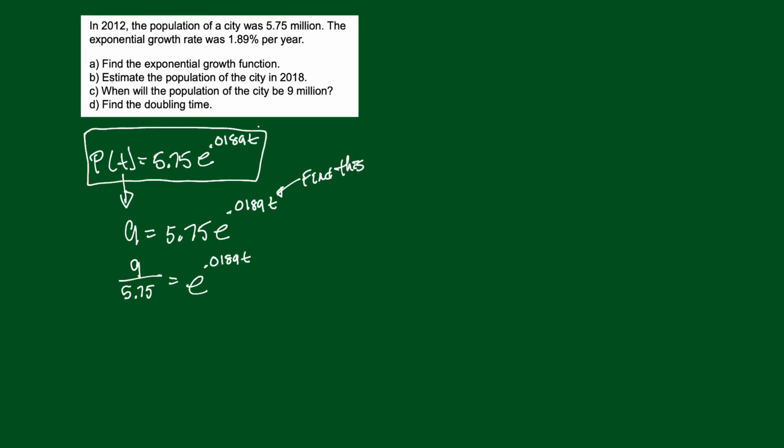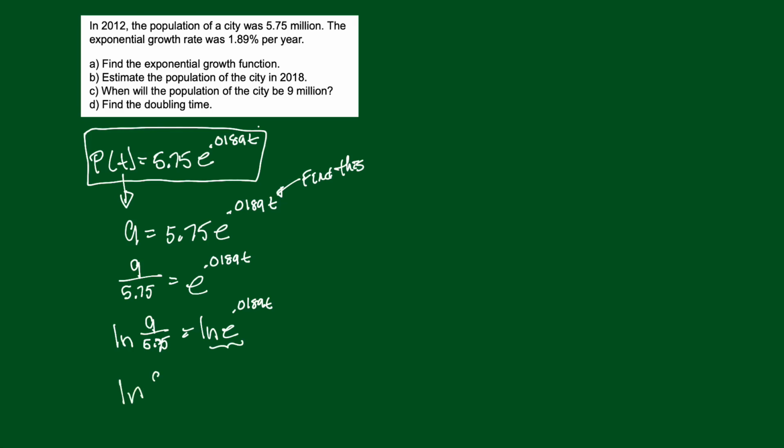And now I want t, and I see t is in the exponent, so I'm going to undo that exponential using a log function. Since the base is e, I'm going to take the natural log of both sides and write this. The natural log of 9 divided by 5.75 is equal to the natural log of e to the 0.0189 t. And this I can simplify over here.